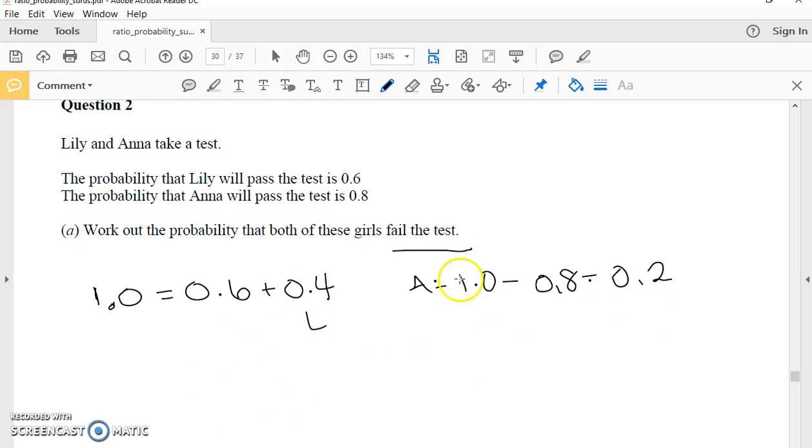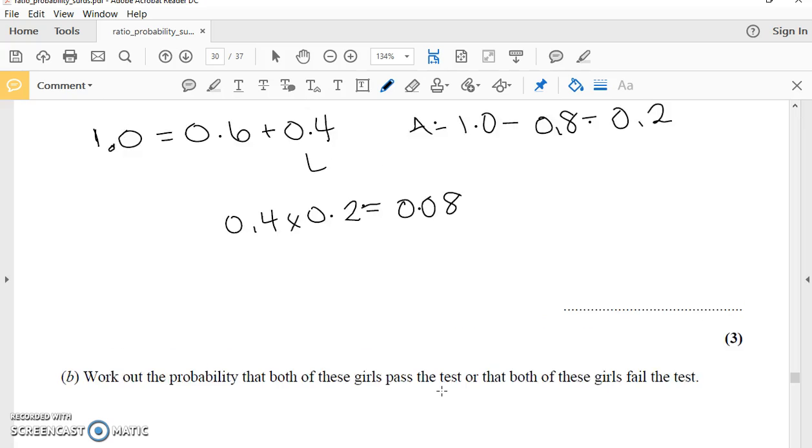Now, if both of these girls are going to fail, then I want to do 0.4 times 0.2, which gives me a probability of 0.08. Okay, and it is as simple as that.